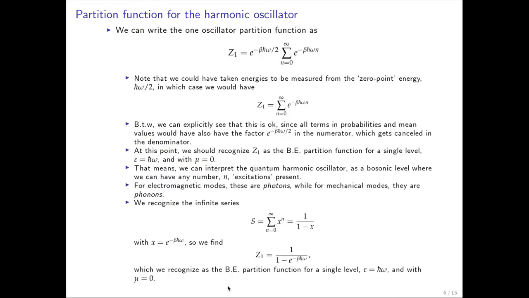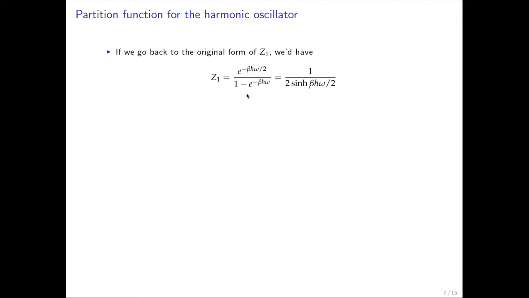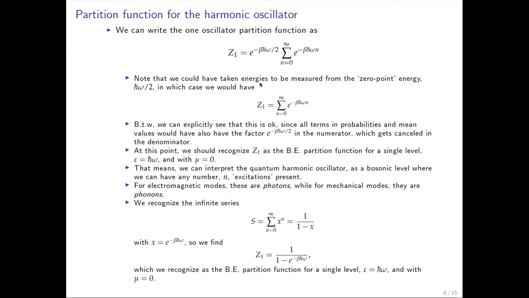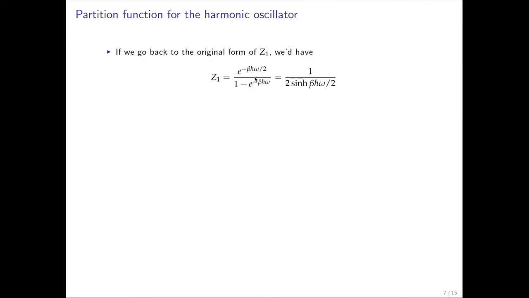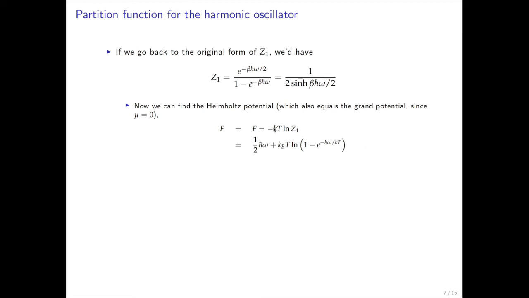But just for fun, let's go back to this form of the partition function, and we can sum that as well. It's just this sum, and we multiply back by this term again. We could write it in this form if we want, because in the end, we take derivatives with respect to the logarithm of the partition function. So let's work with this form and see what we get now. We can also find the Helmholtz potential because we remember F equals F, of course.